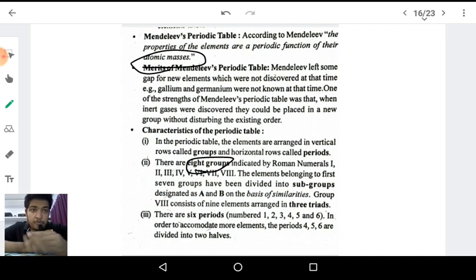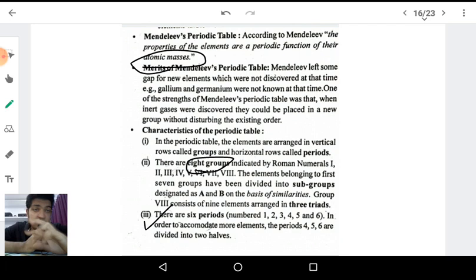So how many groups were there? 8 groups were there, which were named as 1, 2, 3, 4, 5, 6, 7 and 8. The first 7 had subgroups A and B, and group 8 consisted of 3 different triads which consisted of 9 elements. Then came the 6 periods, which were numbered as 1, 2, 3, 4, 5 and 6, that is the horizontal rows, and in order to accommodate more elements, the periods 4, 5 and 6 were divided into 2 halves, that is A and B.